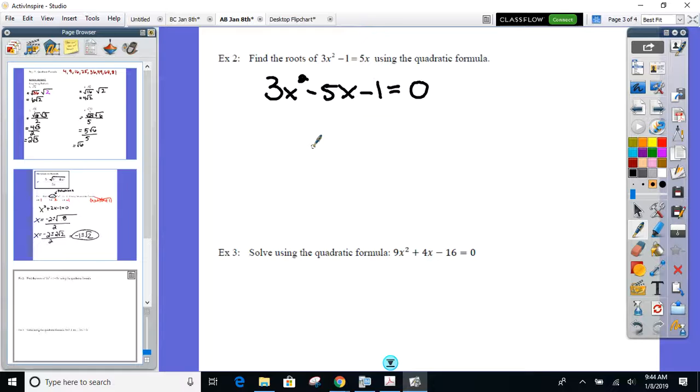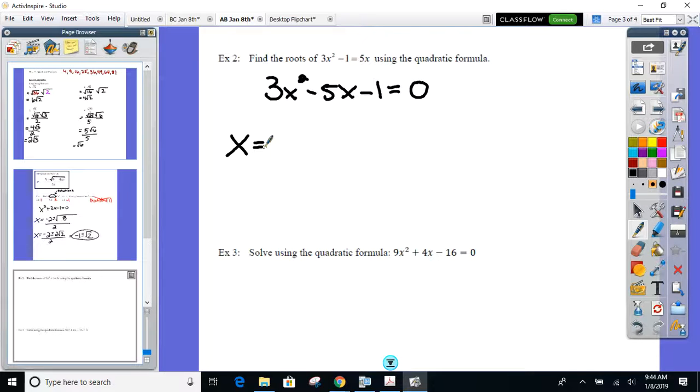Here's a question. Why can't I multiply to -1 and add to -5? Why isn't that good? I can't do that here. Because what's the a value? 3. You can only do that when the a value is 1. So we don't have time to review it. Not going to review it. So we're going quadratic formula right now.